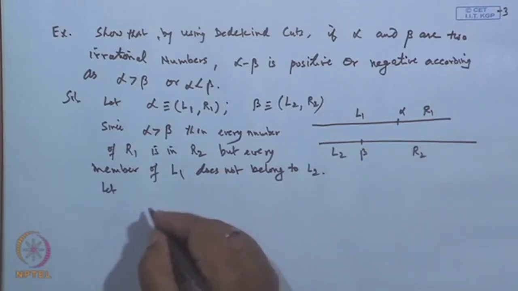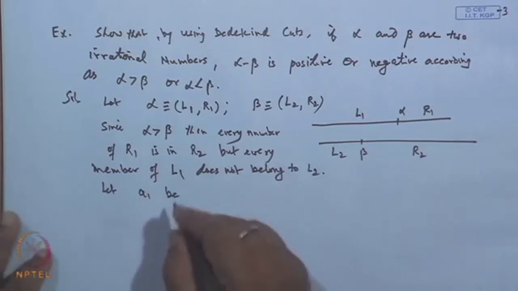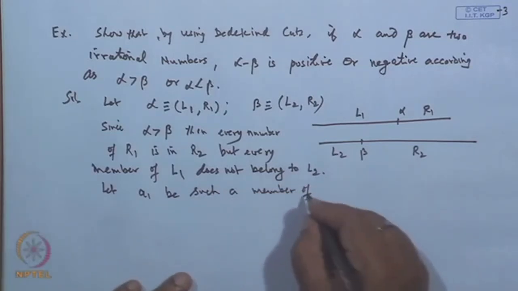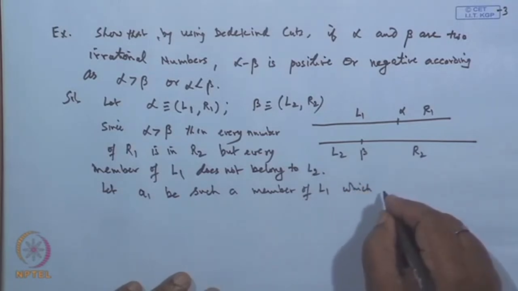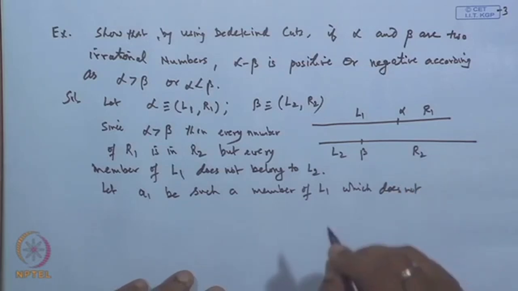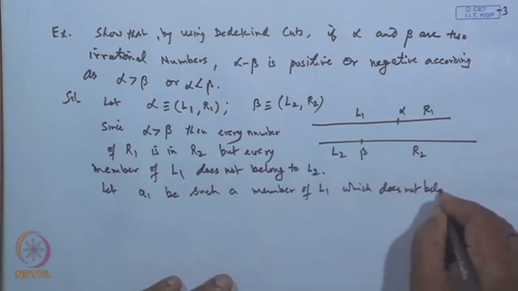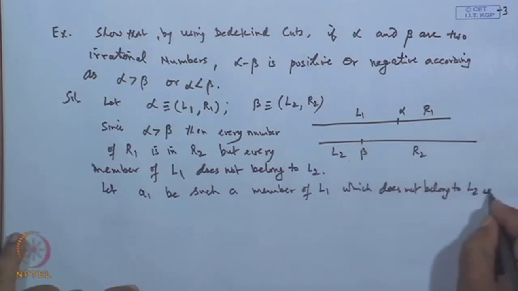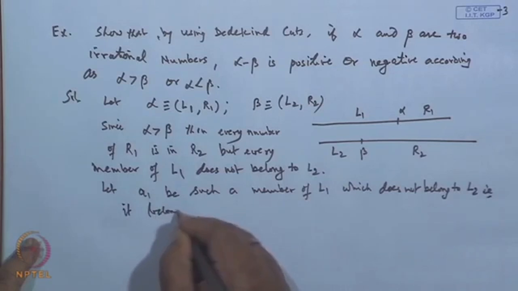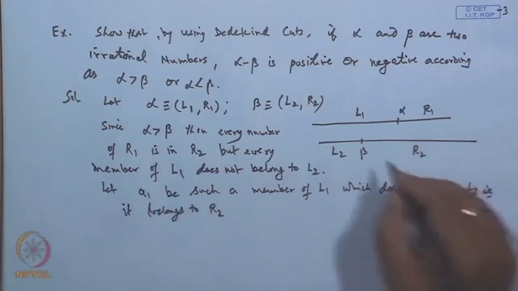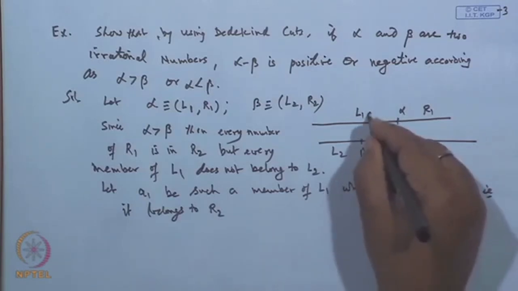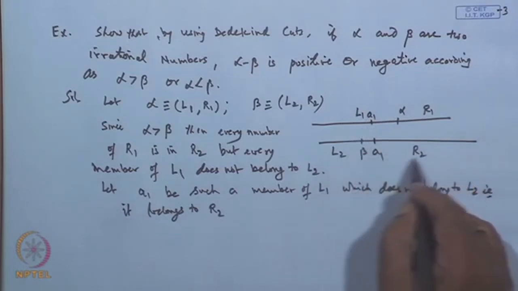So let A1 be such a member of L1 which does not belong to L2. So if it does not belong to L2, that is, it belongs to R2. So here is some, say, A1. This is number A1, which is in L1 but not in L2, so it must be in R2.